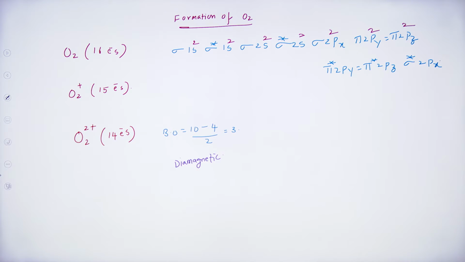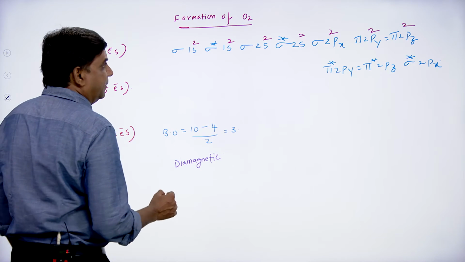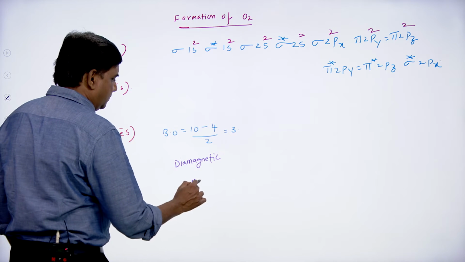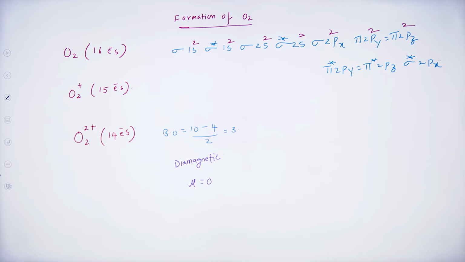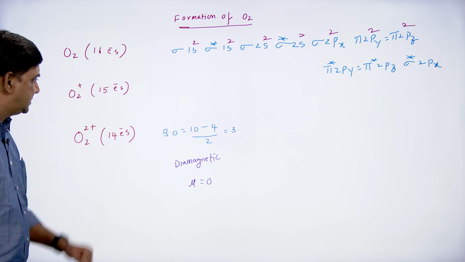Diamagnetic in nature, and the magnetic moment would be 0, because there are no unpaired electrons. This is for O2 2 plus. Diamagnetic in nature and magnetic moment is 0. And this is the information related to the O2 2 plus.